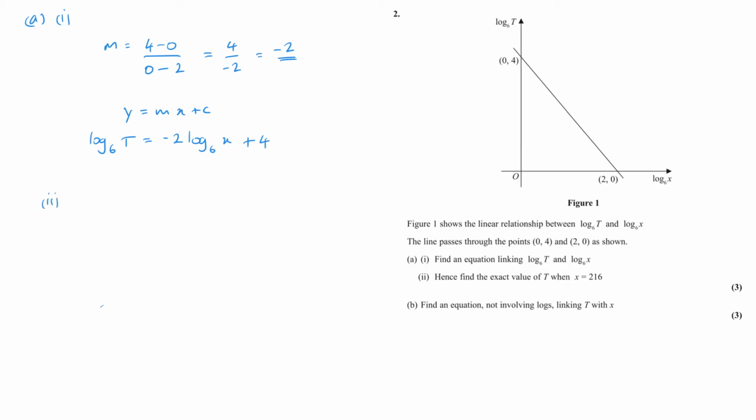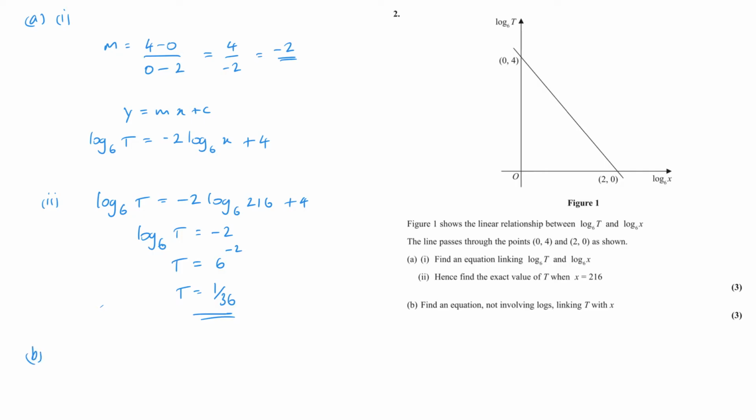Now part 2 is hence find the exact value of t when x is 216, so it's log 6 of t equals minus 2 log 216 plus 4. So that is log t equals negative 2. So this must mean that t is 6 to the power negative 2, or 1 over 36.